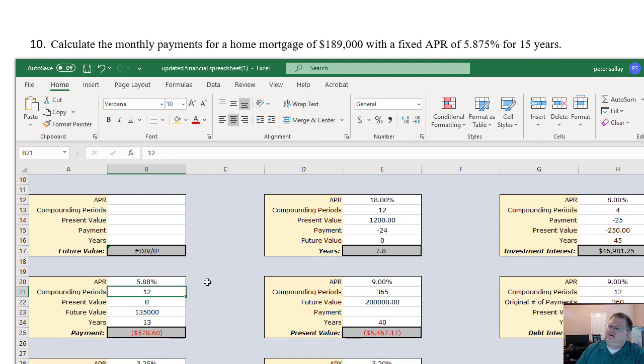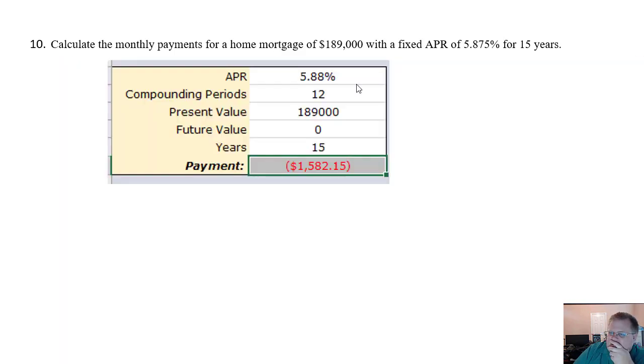Compounding periods. In context, when I take out a home loan, how many times a year do I have to pay? 12. So compounding stays 12. Yay. My present value is how much I currently owe, and I currently owe 189,000. I'm trying to pay that down to 0, and I have 15 years to do it in. So 1,582.15 would be the payment that'll get that done. I just wanted to let you see that summatively in case you needed to go back and reference that. All right, let's keep going.